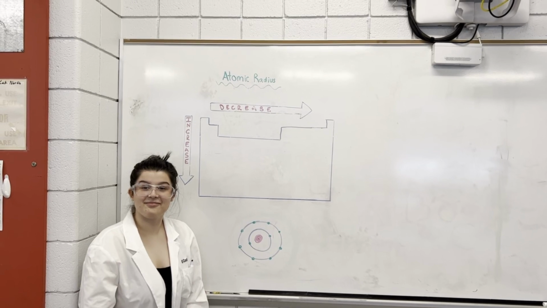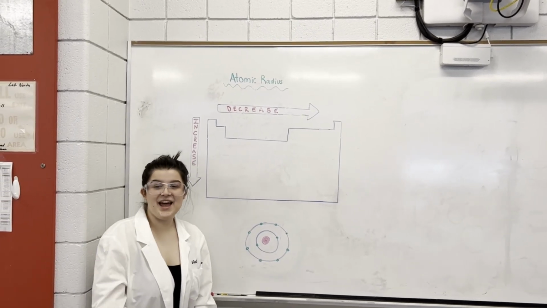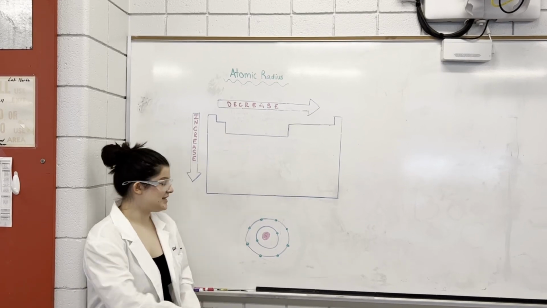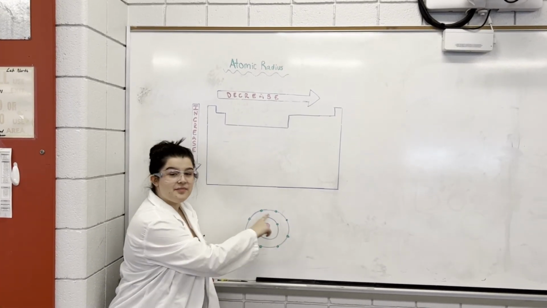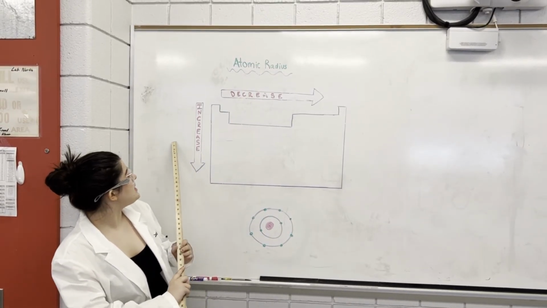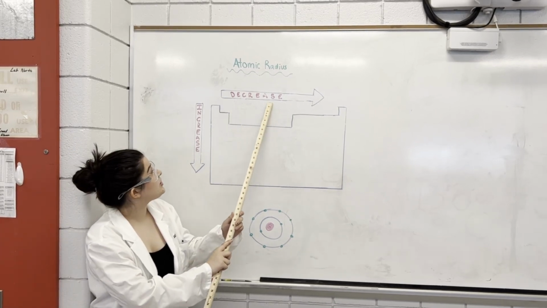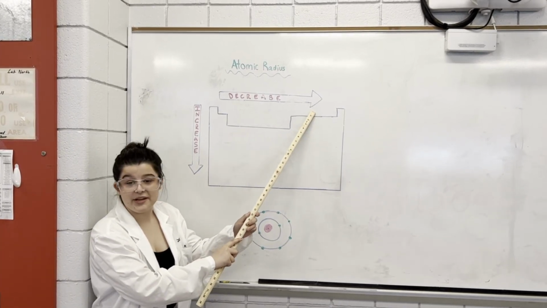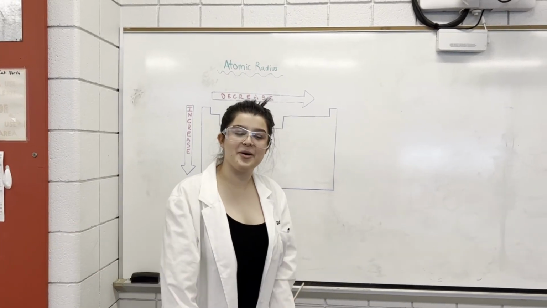El Cocinero? What is atomic radius? Funny you should ask. Atomic radius is the total distance from the nucleus of an atom to its outermost electron orbital. Atomic radius increases down a group and decreases across a period. Now, you might be asking, why does this occur?